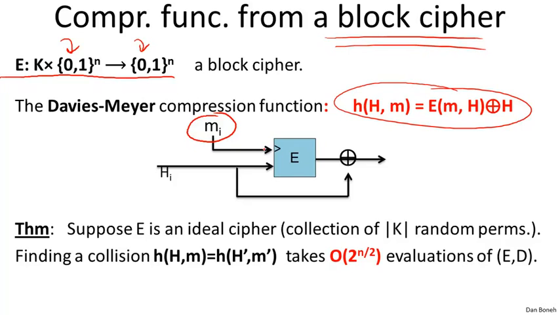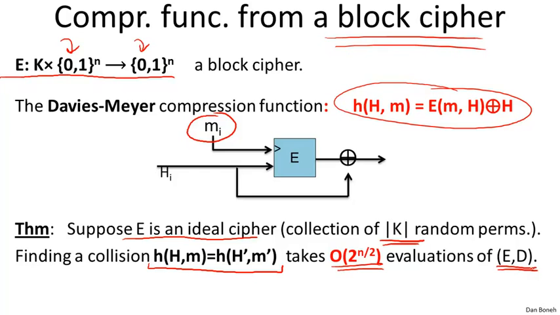So let me state the theorem. The theorem states that if E is an ideal block cipher, meaning that it's a random collection of k random permutations from {0,1}^n to {0,1}^n, then under that assumption, finding a collision for this compression function h takes time 2^(n/2). In particular, we can show that anyone who's finding collisions has to evaluate the encryption and decryption functions at least 2^(n/2) times.